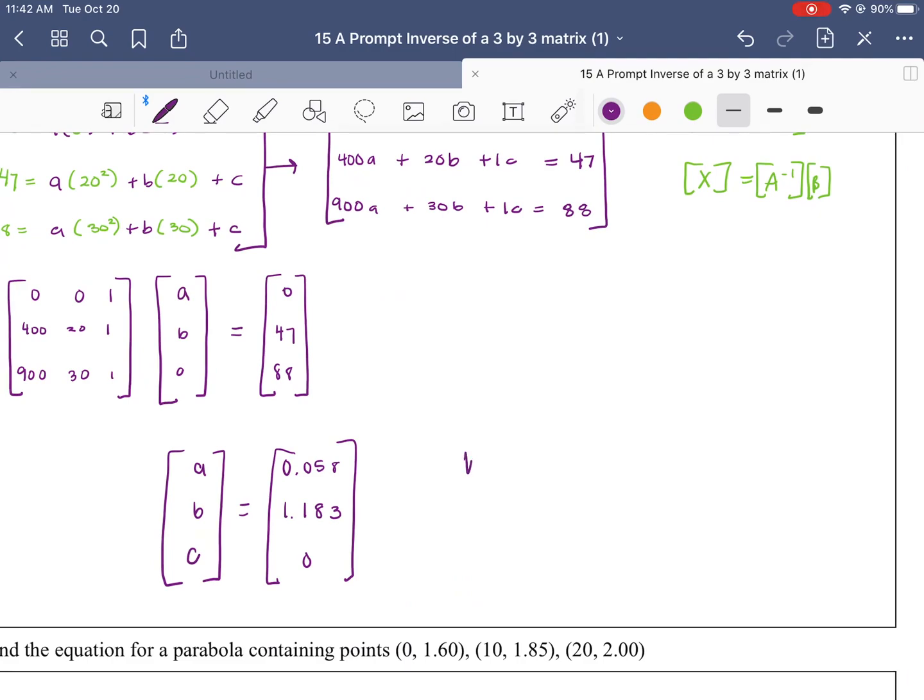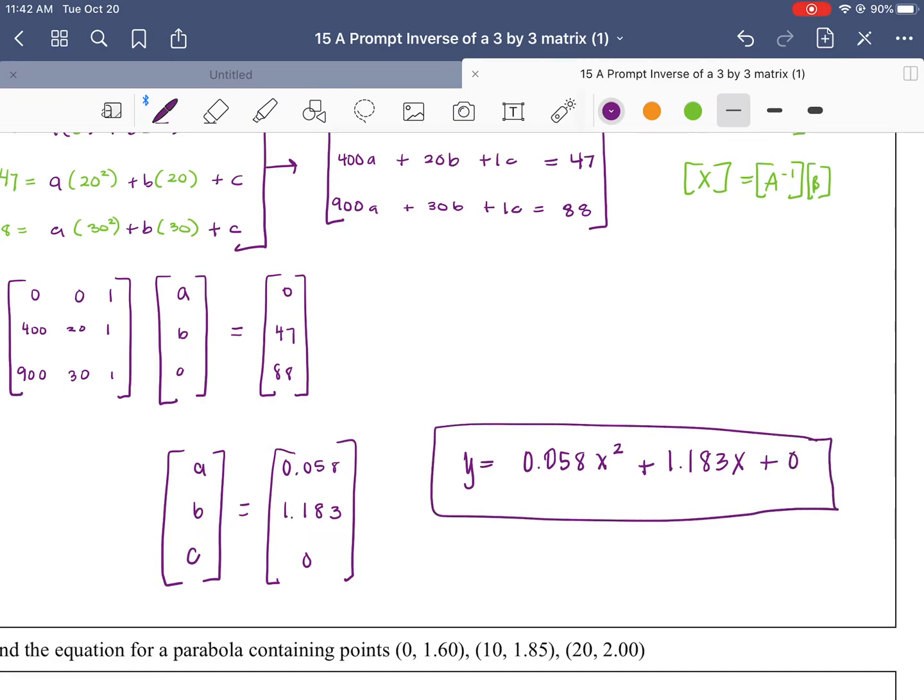So what does that mean? These are the coefficients of our quadratic equation, or the equation of the parabola. Done.